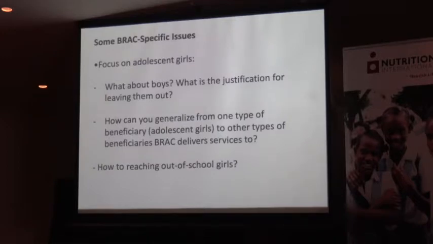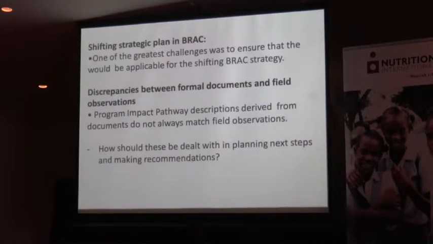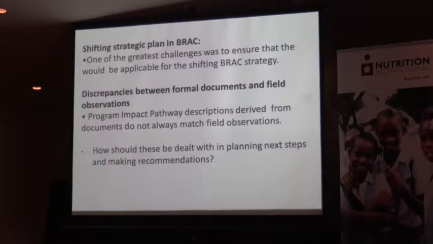How can we generalize from one type of beneficiary, adolescent girls, to other types of beneficiaries that BRAC delivers services to? How do we reach out-of-school girls? And one last set of issues around BRAC. The shifting strategic plan in BRAC has turned out to be a major challenge, forcing us to reconsider the applicability, given the change in BRAC strategy, of what we initially set out to do.